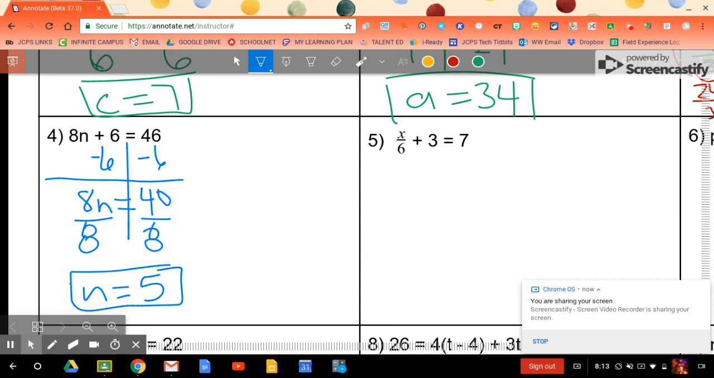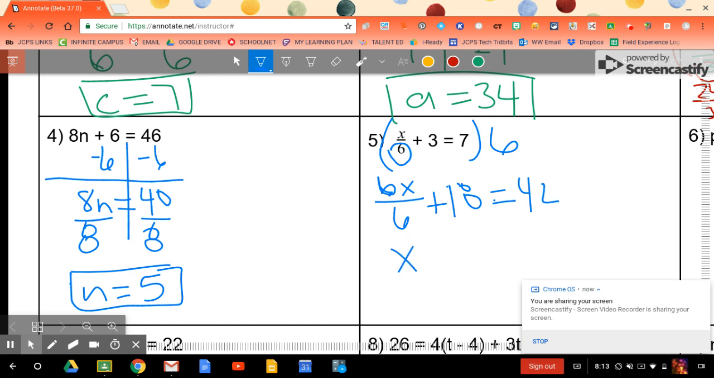Number 5, we have a denominator, so let's circle our largest denominator. Multiply that entire problem by 6, so you get 6x over 6 plus 18 equals 42. 6 divided by 6 is 1, so that'll give you just x plus 18.